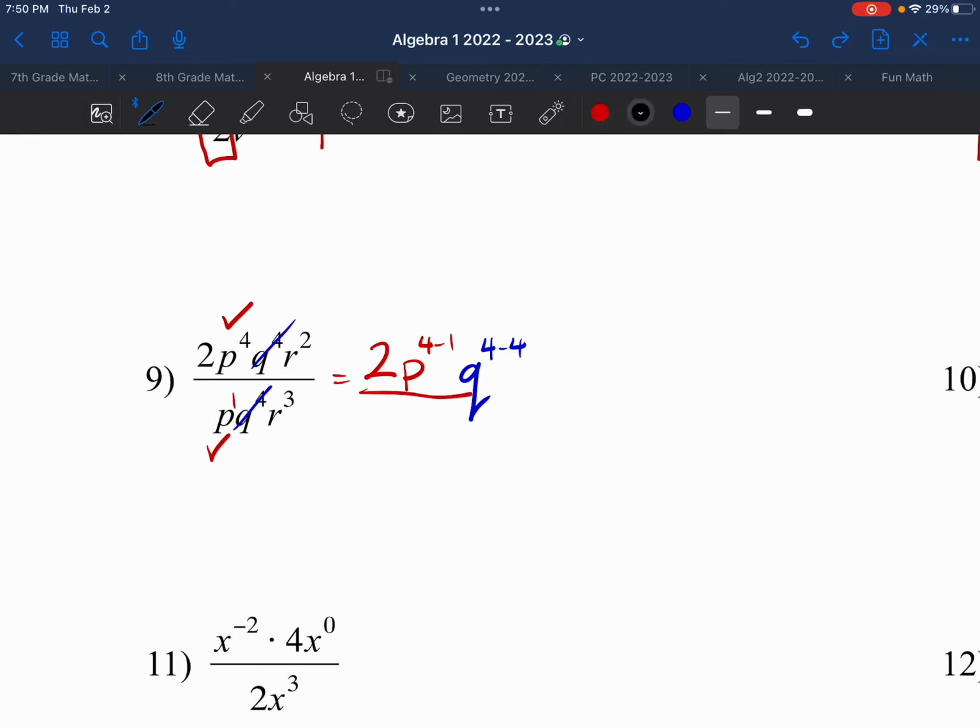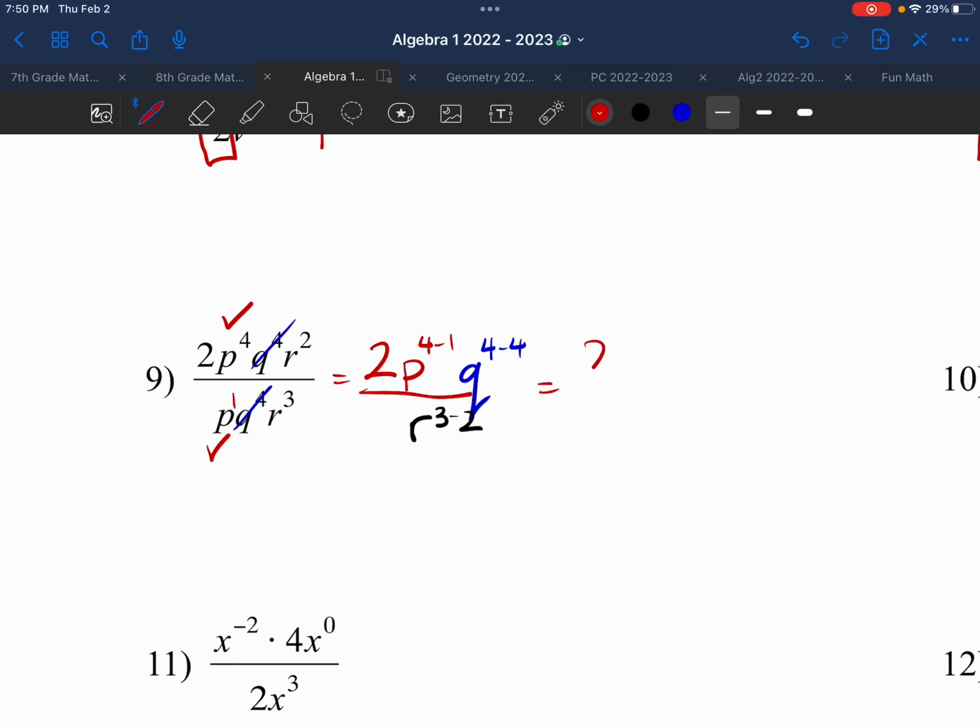All right, and now I'm looking at the r's. So I'm noticing that the r in the denominator has a higher power. It's a 3 instead of a 2. So I'm going to write my r in the denominator. I'm going to do bottom minus top, 3 minus 2. All right, let's go ahead and simplify this thing.